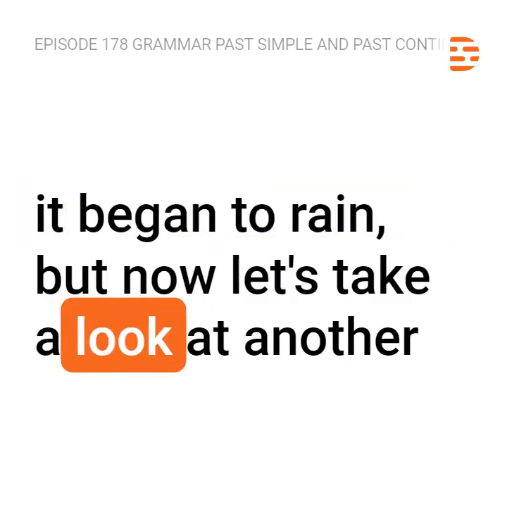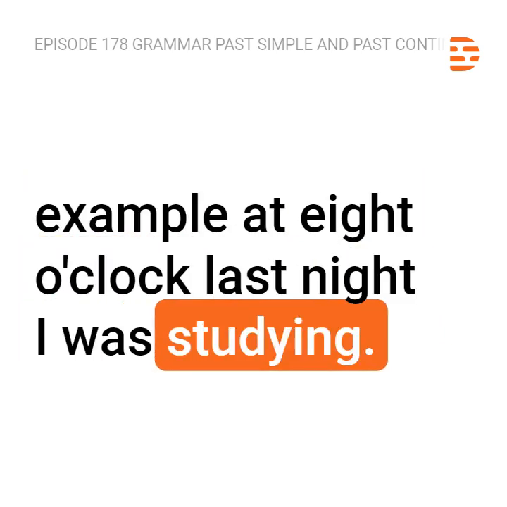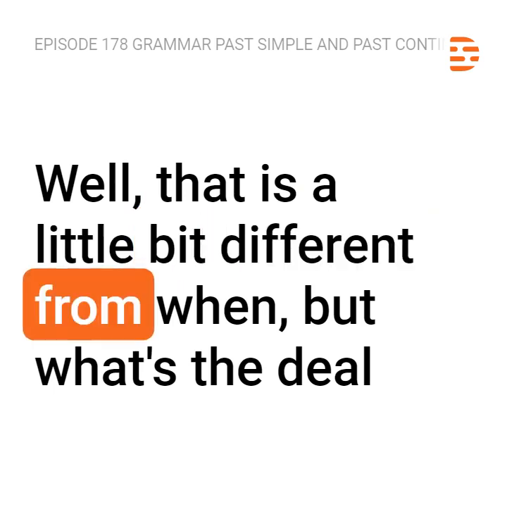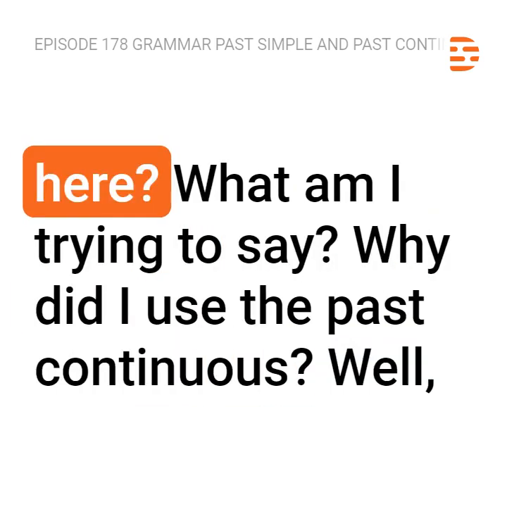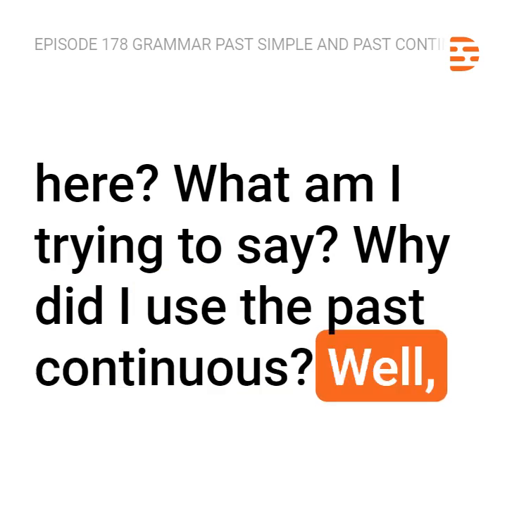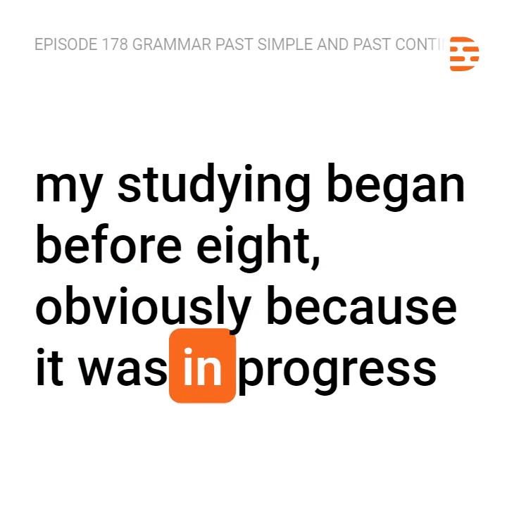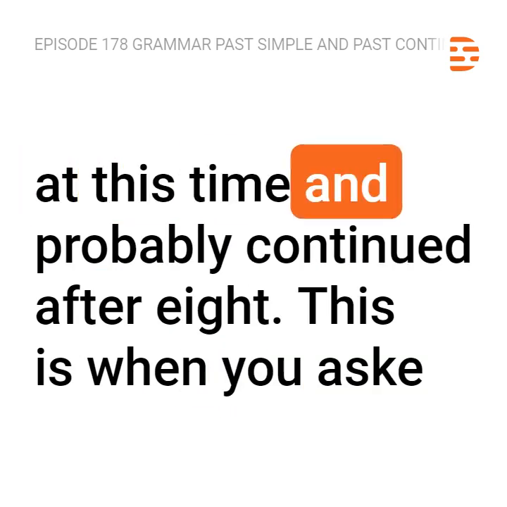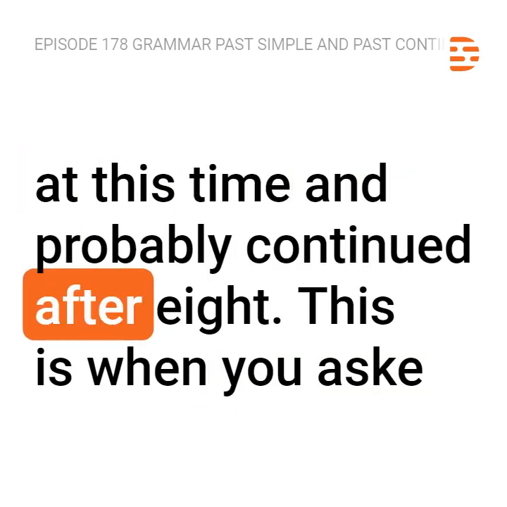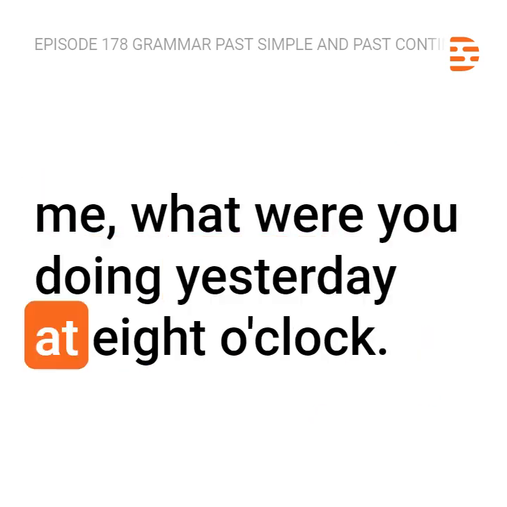But now let's take a look at another example. At 8 o'clock last night, I was studying. Well, that is a little bit different from when, but what's the deal here? What am I trying to say? Why did I use the past continuous? Well, my studying began before 8, obviously, because it was in progress at this time and probably continued after 8. This is when you ask me, what were you doing yesterday at 8 o'clock?